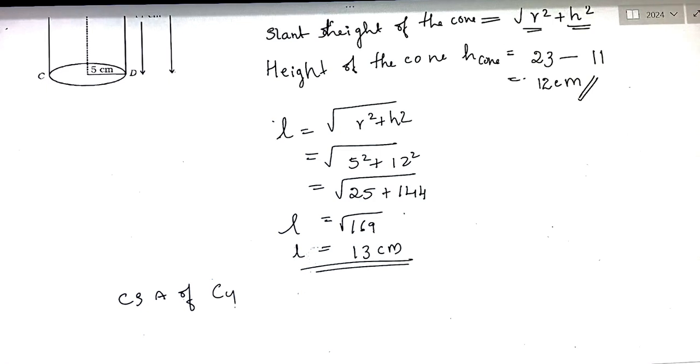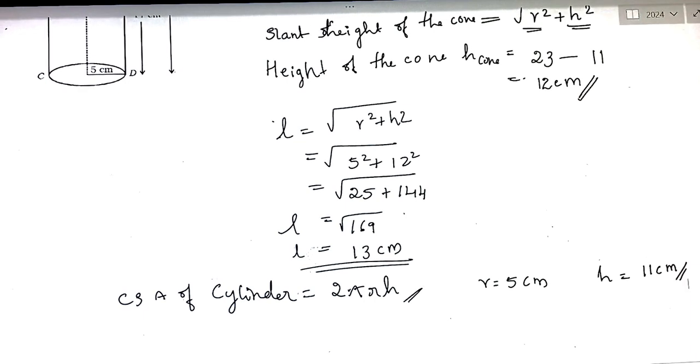Next, CSA of cylinder. What is the formula for CSA of cylinder? It is 2 pi r h. Here the radius of the cylinder is given, that is nothing but 5 centimeter. Height of the cylinder is given as 11 centimeter. It is already given, so we know all the values to find the CSA of the cylinder.